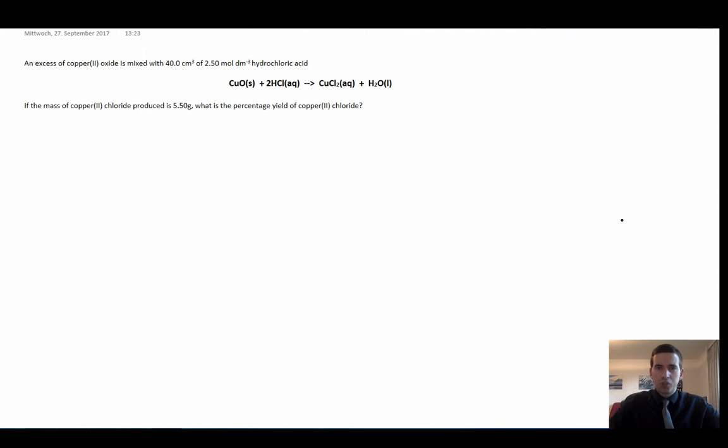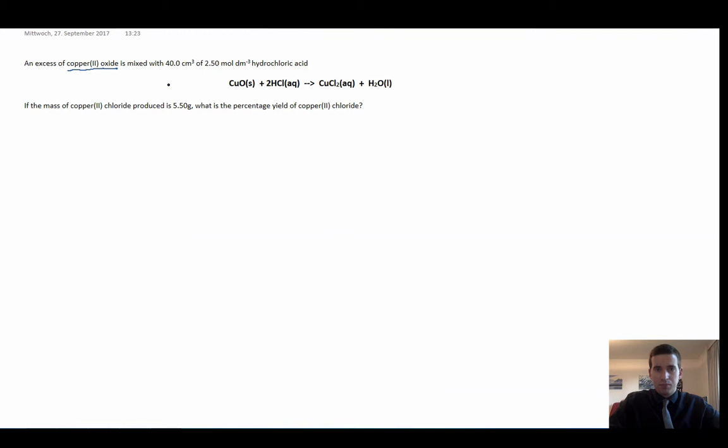Excess copper 2 oxide is mixed with 40 centimeter cubed of a 2.5 moles per decimeter cubed solution of hydrochloric acid. Equation is given. It's already balanced. If the mass of copper 2 chloride produced is 5.50 grams, what is the percentage yield of copper 2 chloride? So again, it's incorporating several things we've already looked at. So let's go through the steps.